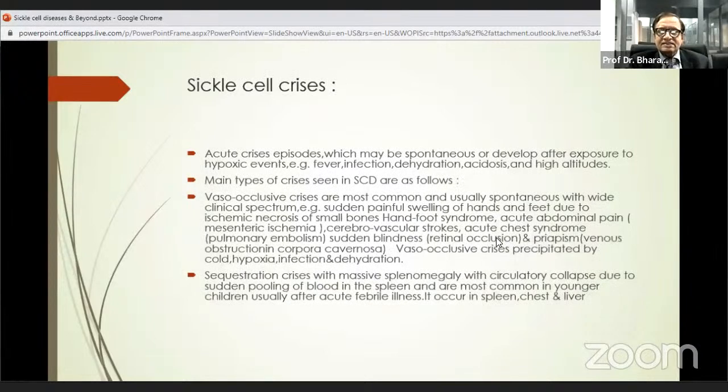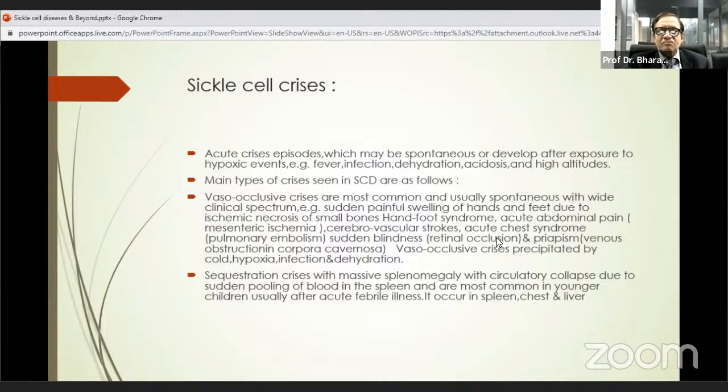Sickle cell crisis. In sickle cell disease, there is hemolytic crisis, hyperhemolytic crisis, vaso-occlusive crisis, aplastic crisis, and megaloblastic crisis. Acute crisis episodes may be spontaneous or develop after hypoxic events. Fever, infection, dehydration, acidosis, high altitude and extreme cold precipitate this crisis. The main types of crisis seen in sickle cell disease are as follows.